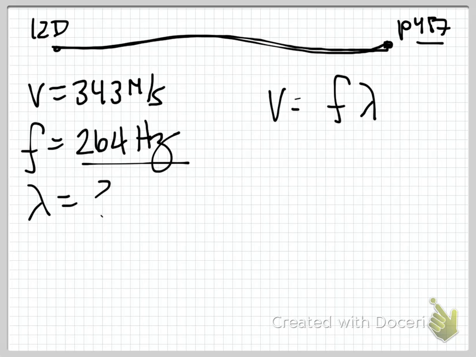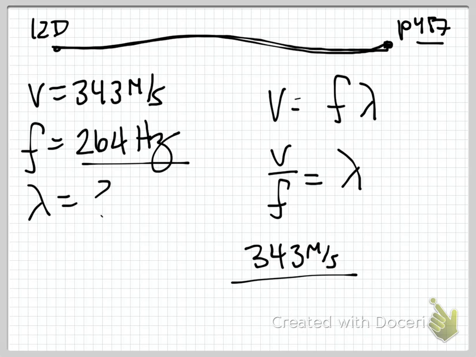What we want to know is the wavelength of the sound waves produced by this string. So we're solving for lambda. V divided by f equals lambda. Of course, you would always want to show your rearrangement because that's how we roll. So we have 343 meters per second divided by 264 hertz. What's a hertz?